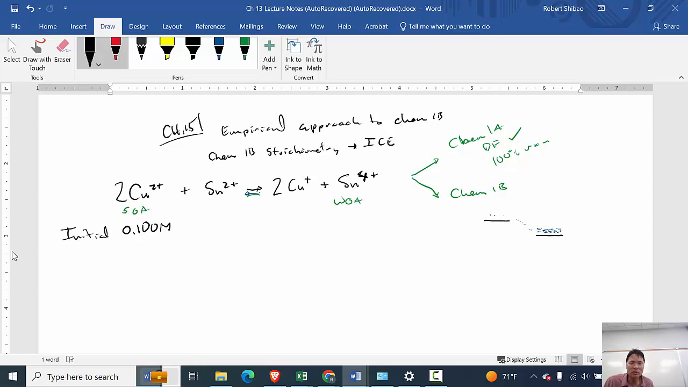And in the same solution, I'm going to make the tin 2 0.100 molar. So I have a mixture. This mixture contains both copper and tin at 0.100 molar. And then there's no product initially because I'm not going to put any copper 1 or any tin 4 in there. So that's 0 and 0 molar. So that's my initial.